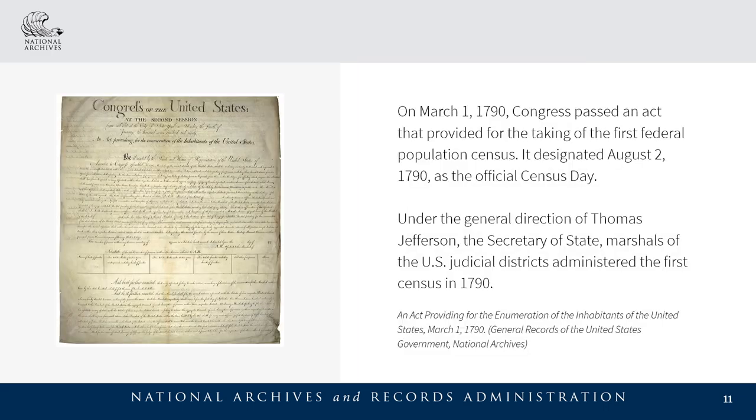Census records go back to 1790. The US Constitution provides that an enumeration be taken every 10 years. On March 1st, 1790, Congress passed an act that provided for the taking of the first federal population census. It designated August 2nd, 1790 as the official census day. Under the direction of the Secretary of State, Thomas Jefferson, marshals of the U.S. judicial districts administered the first census in 1790. The first census enumeration took about 9 months to complete.